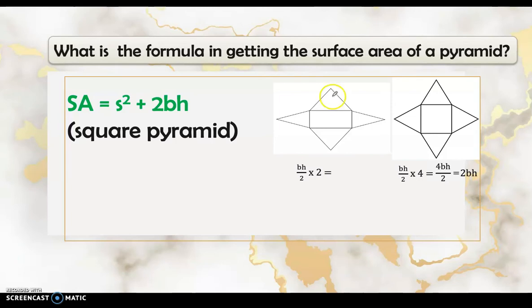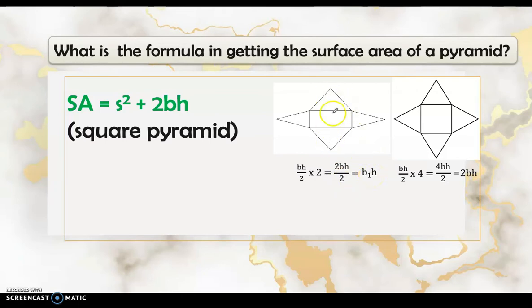But these two triangles are equal, and these two triangles are also equal. So we get the area of the two triangles. We have base times height divided by 2, times 2. So this is the area of these two triangles. Then we have 2BH divided by 2. Then we simplify. We have base 1 times height.